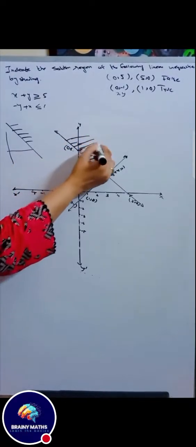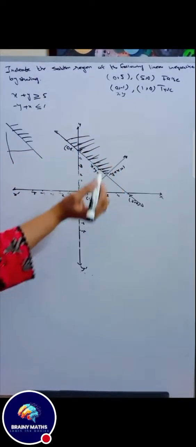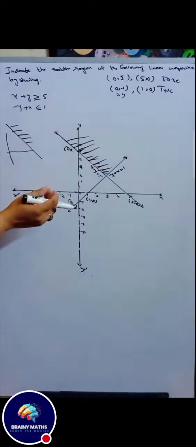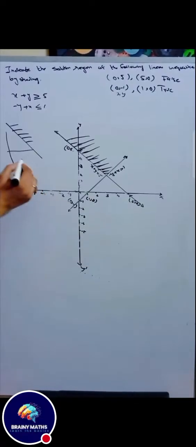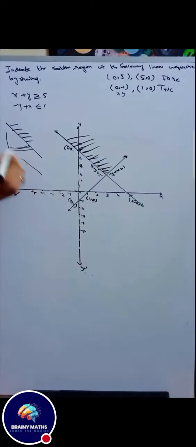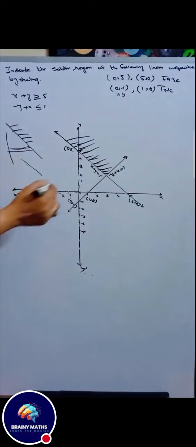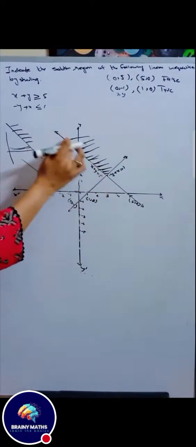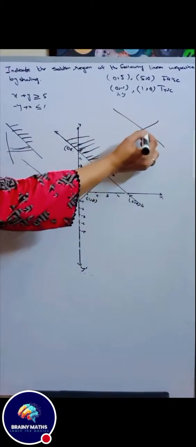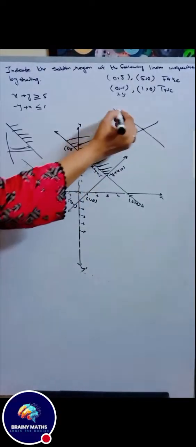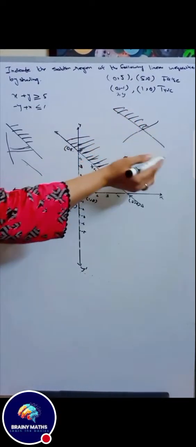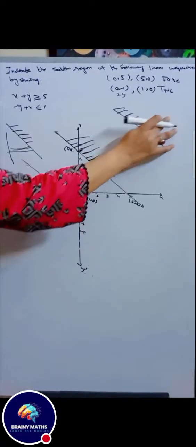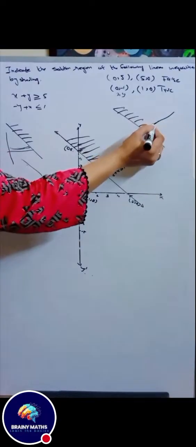Next part is 0, minus 1, towards the origin. Towards the origin means inside. But we always remember that the point where it starts, we take that part, not the whole area. So as the first line shows away from the origin, the next line will be towards the origin. This is a straight line.